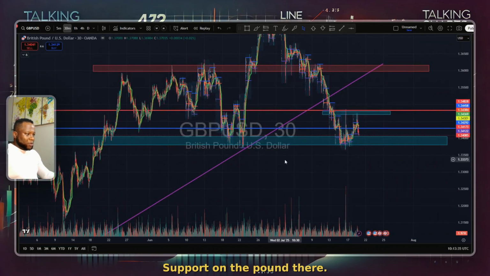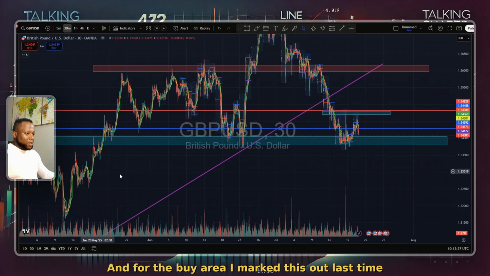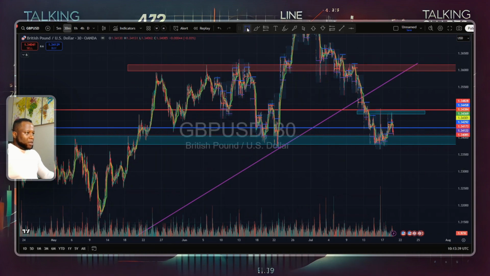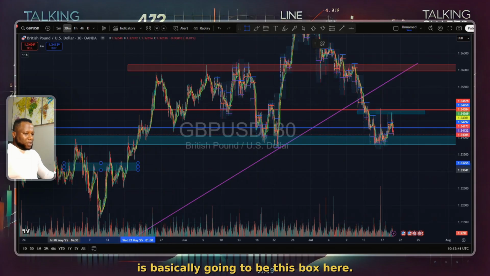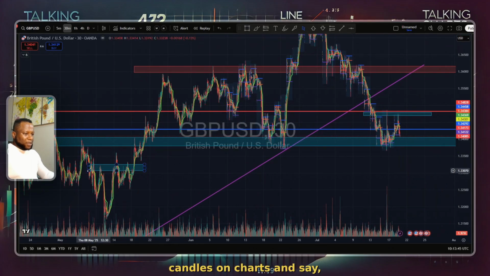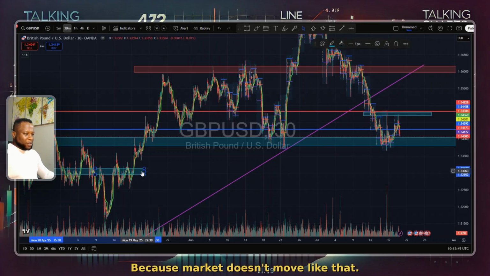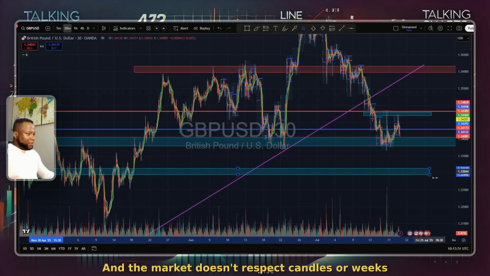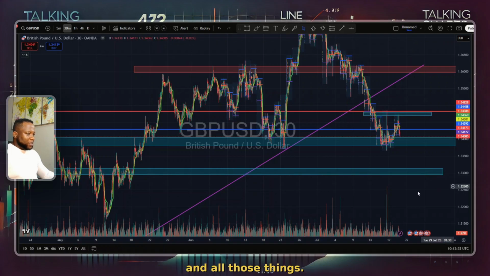Support on the pound there, and for the buy area, which I marked out last time, it is basically going to be this box here. Now, I don't draw specific candles on charts and say, hey, buy from this candle up, because the market doesn't move like that. The market doesn't respect candles or wicks and all those things. But still, the candles can speak to you.